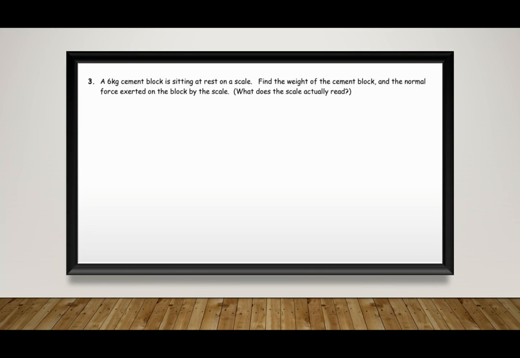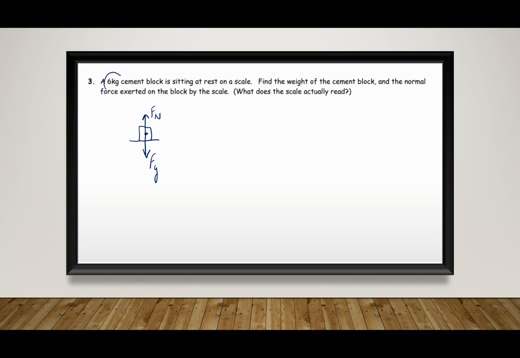Okay. First, we have a 6 kilogram cement block sitting at rest on a scale. Find the weight of the cement block and the normal force exerted on the block by the scale. Okay. So what does the scale actually read? Well, the scale is actually reading your normal force, and that's what we talked about earlier. So we have our scale, and we have the force of gravity, which is the weight, and we have our normal force.